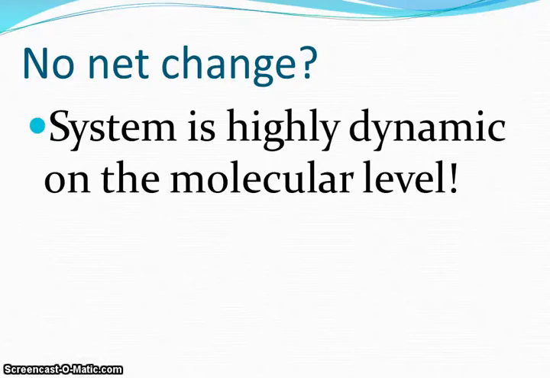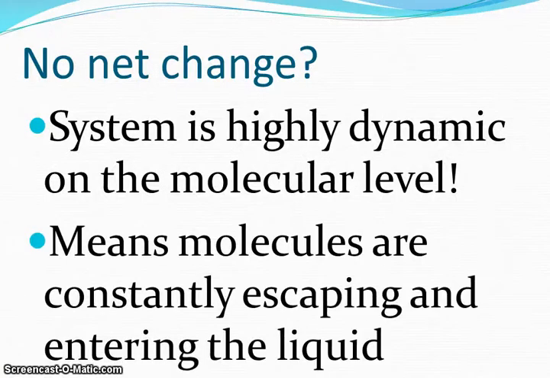But if we were to look at the system at the molecular level, it's a very dynamic system. This means that the molecules are constantly escaping and re-entering the liquid. It's just that the net change is zero, or the amount of liquid on the bottom and the amount of vapor above the liquid becomes a constant at equilibrium.